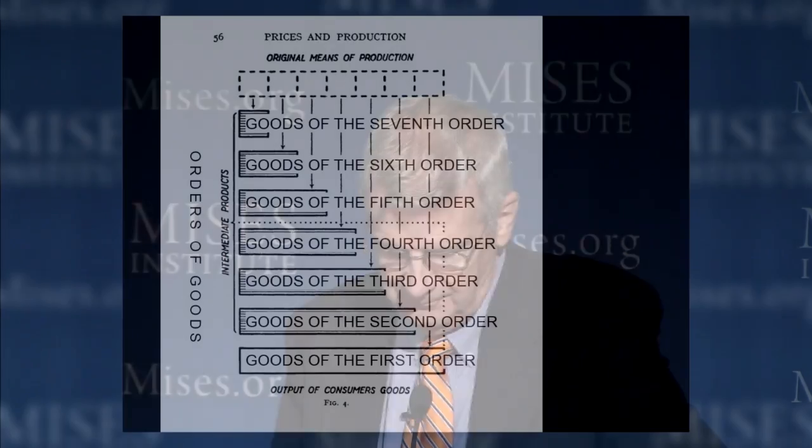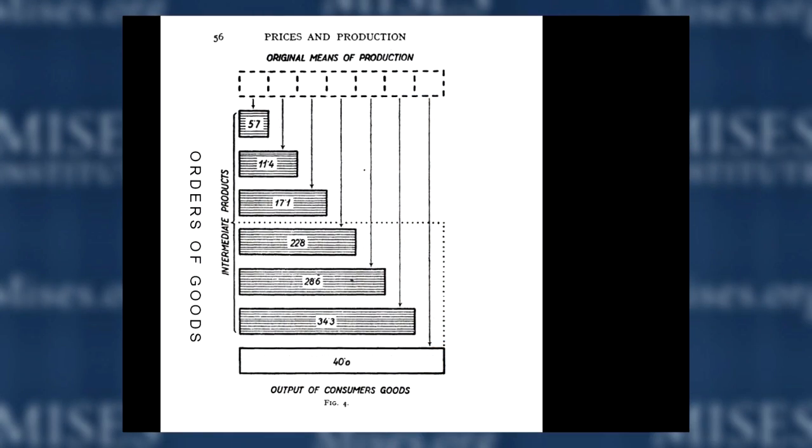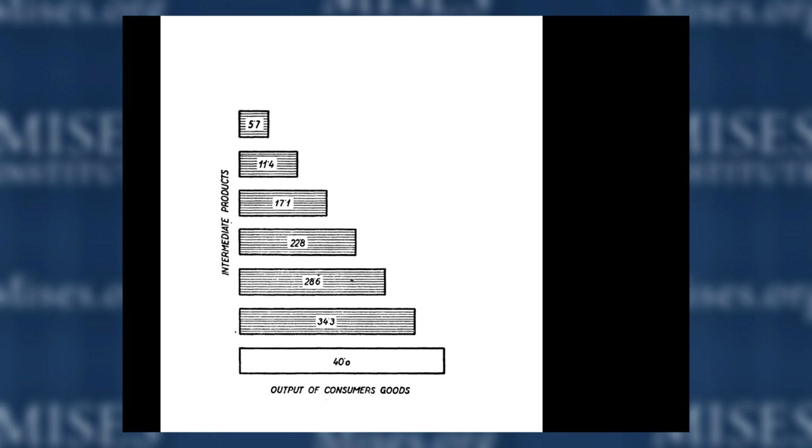Let's see. I'm going to clean it up a little bit more. So that's it. That's the Hayekian triangle. You see the triangular aspect of it. But we have time coming from top to bottom.